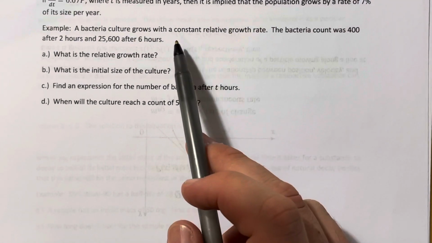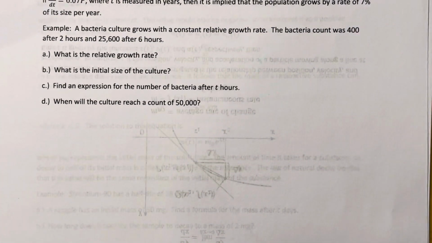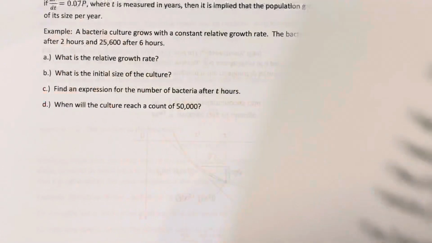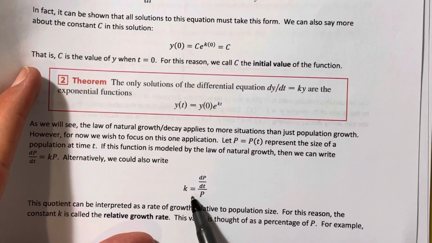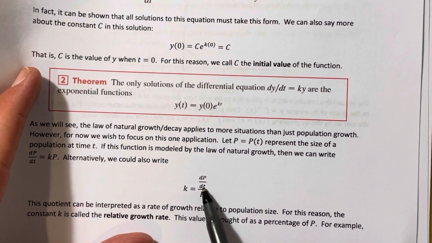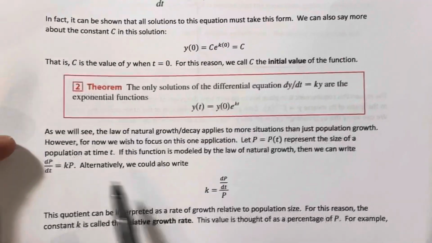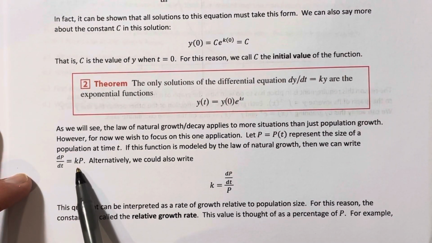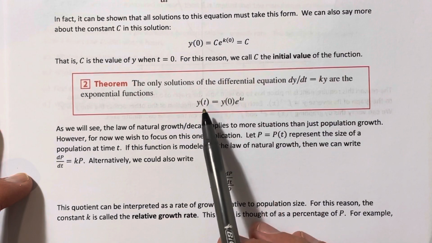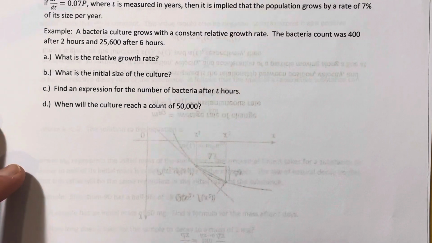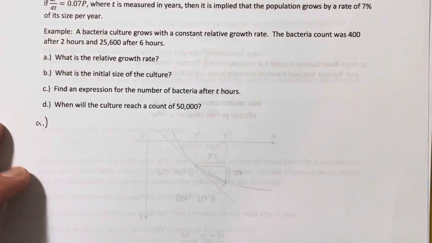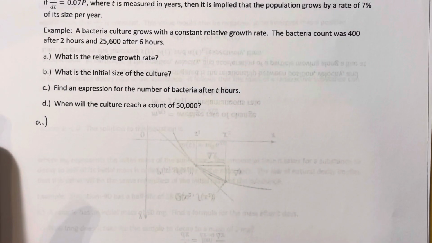The fact that it says a constant relative growth rate indicates that dP/dt over P is a constant, which we could set equal to k. Multiplying both sides by P indicates that we're looking at a differential equation of this type. And according to this theorem up here, that means that we have a solution of this type. So for part A, what are we asked to do? We're asked to find the relative growth rate.